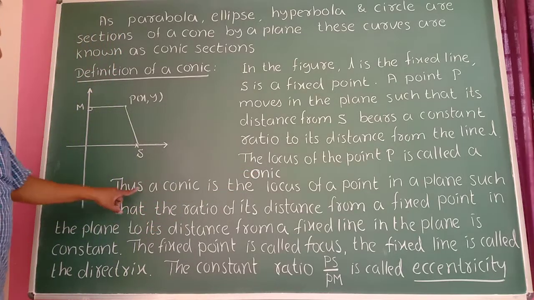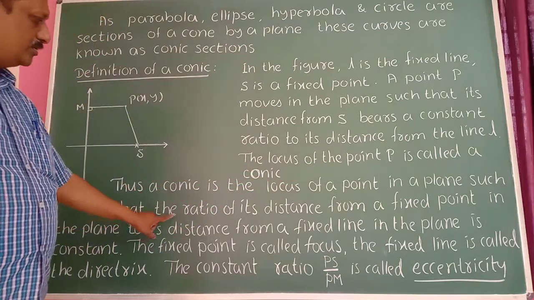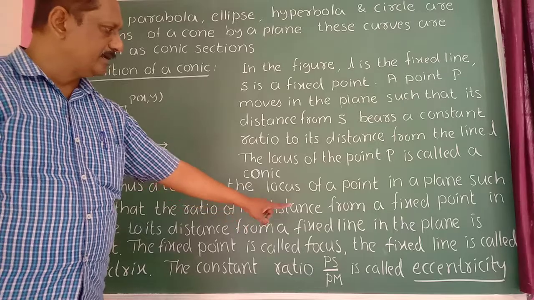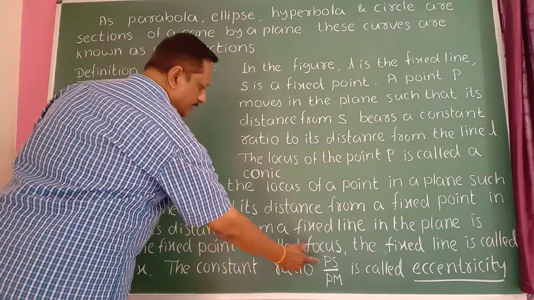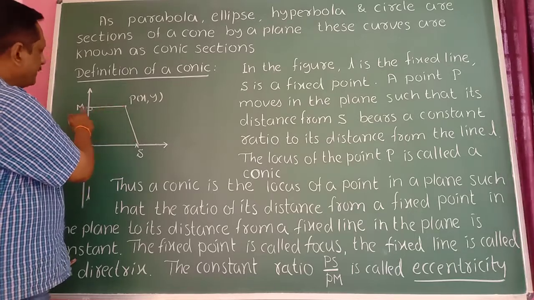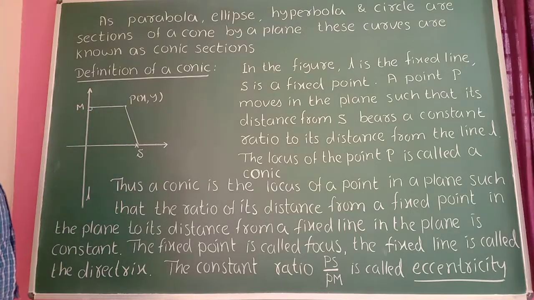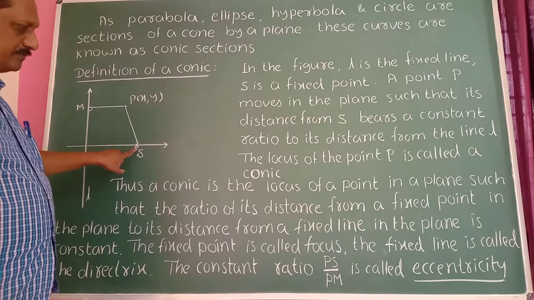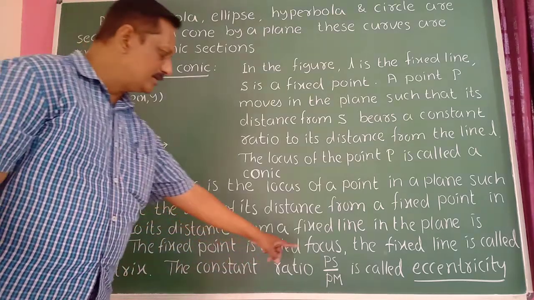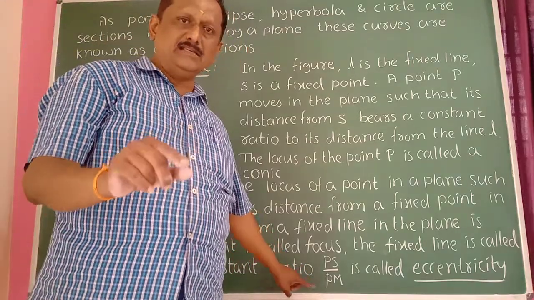Thus, a conic is the locus of a point in the plane such that the ratio of its distance from a fixed point in the plane to its distance from a fixed line in the plane is a constant. Means PS upon PM, where PS is the distance of the point from the fixed point and PM is the distance from the fixed line. The fixed point S is called the focus, the fixed line L is called the directrix. The ratio PS upon PM is called eccentricity, denoted by small e.